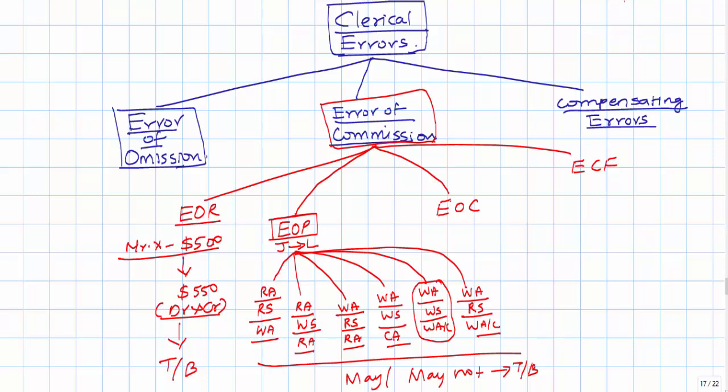The third kind of error is error of casting. Casting is nothing but totaling. So this error will arise when a mistake is committed while totaling the subsidiary book. For example, say you total something and you get the total as $12,000, but instead of 12,000 you wrongly write it as $13,000. Then it is error of casting.